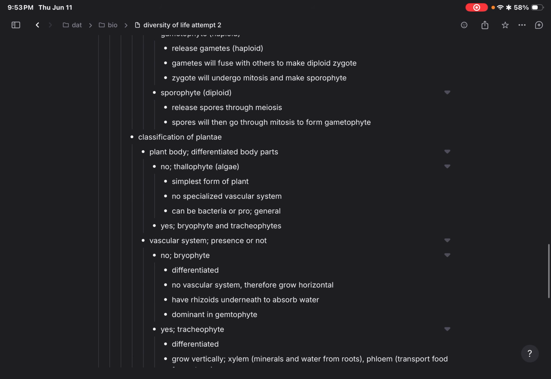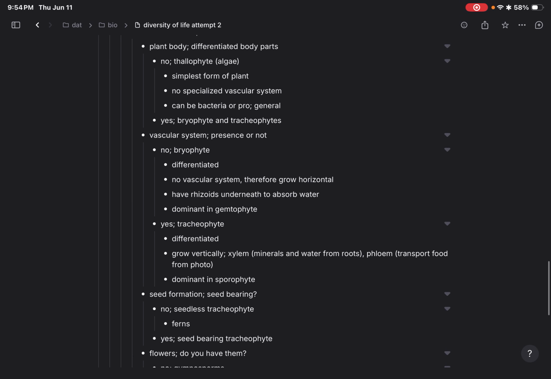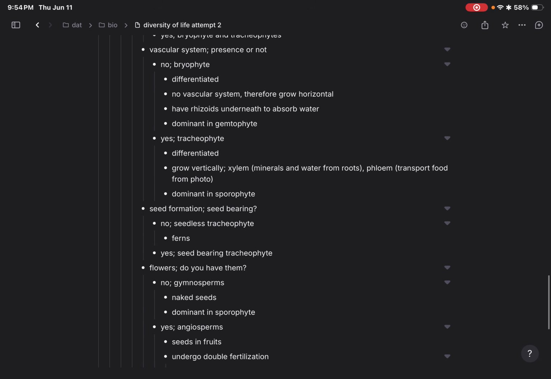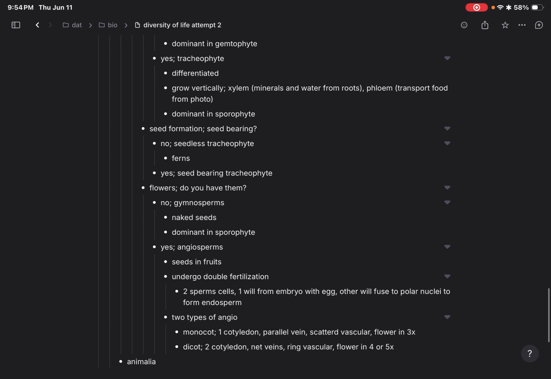So think about it like this. Gametophytes are single, so bryophytes are kind of like depressing. Tracheophytes, they're like getting stronger, so they are differentiated. They've got vascular, so they're like the sporophyte, like they're active.